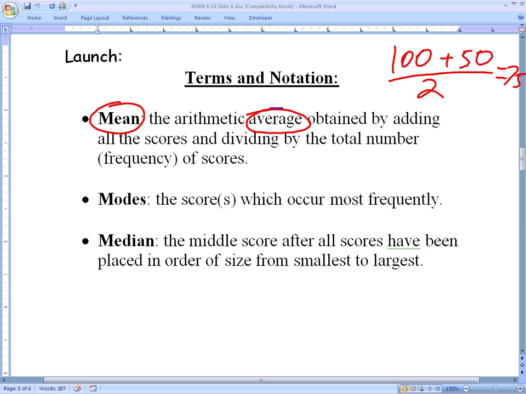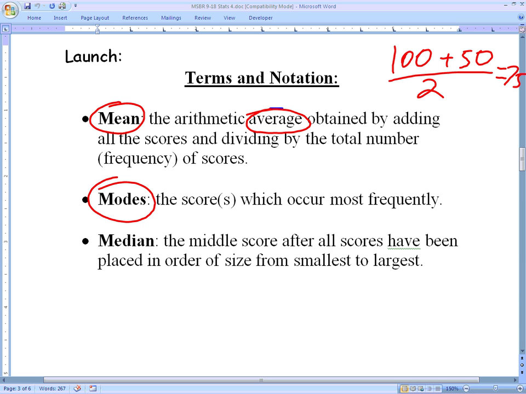Mode, well, we've already talked about modal a few times, which is the adjective form of this. Mode is whatever occurs most often. It's not the number of times that it occurs, so it's not the frequency count, it's just whatever it is. So if the number 5 occurred 17 times, and that was the most, then that is the mode. It's possible to have a set of data where there's more than one mode, where 2 things occurred the same amount of times, but it still has to be the most. And it's also possible to have no mode, where nothing occurred more than once.